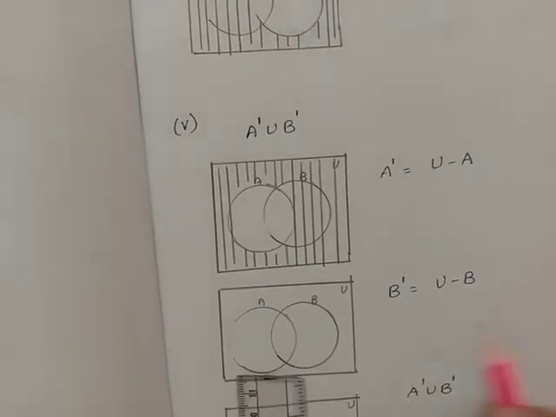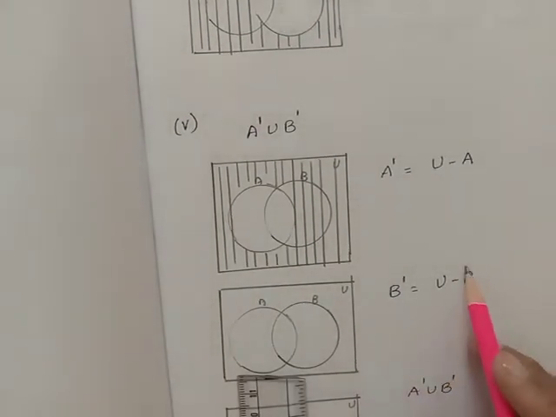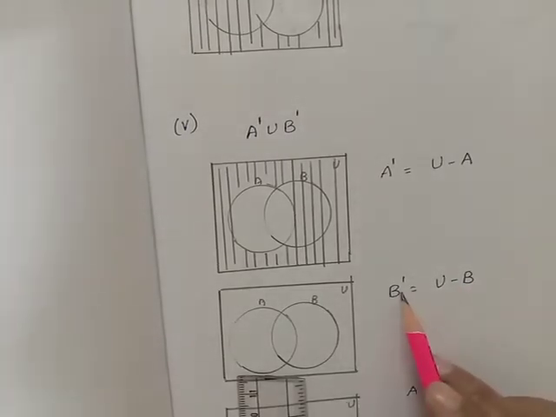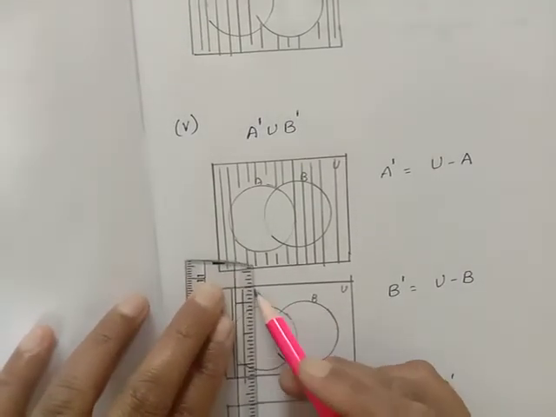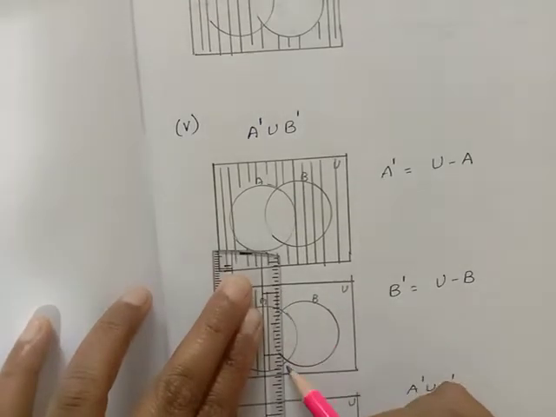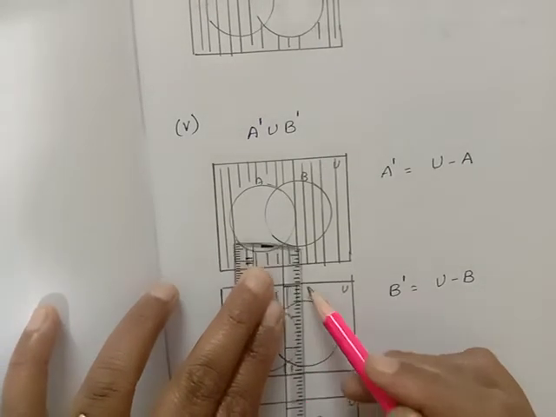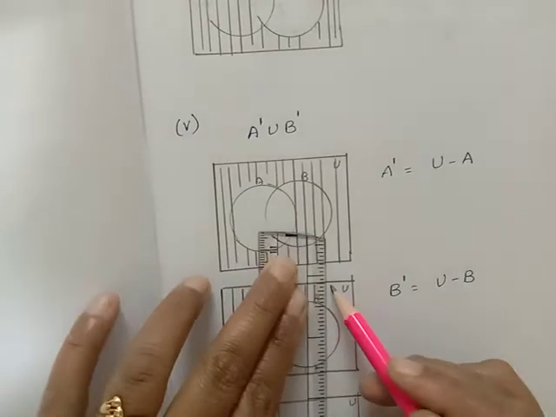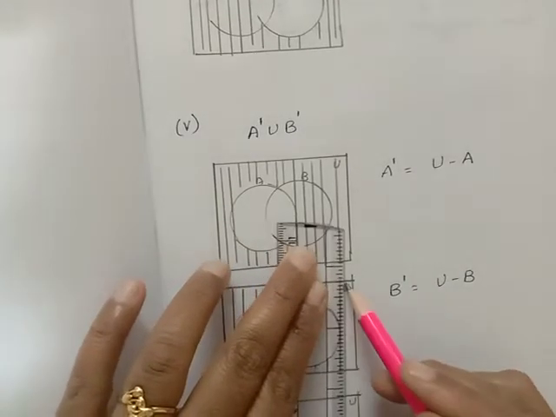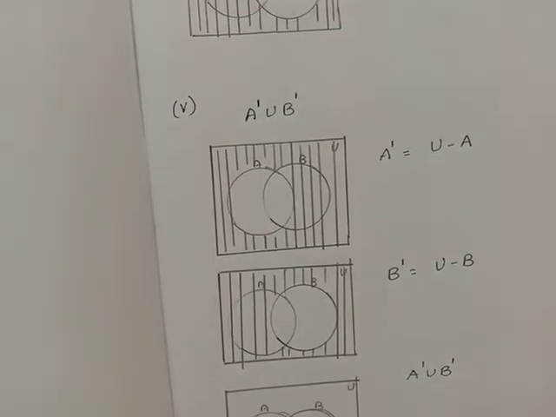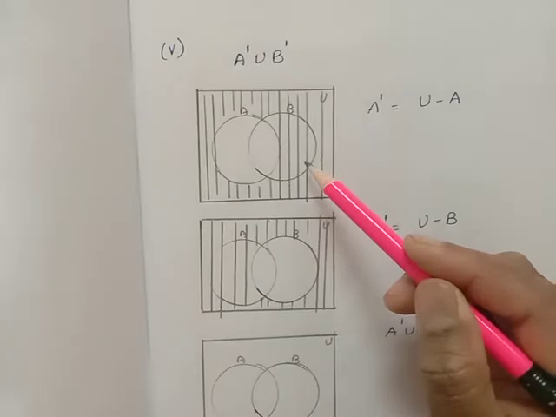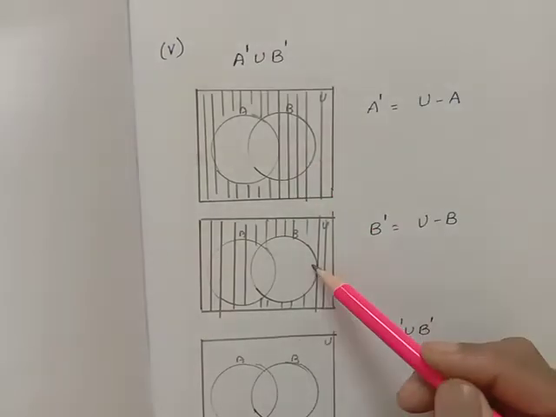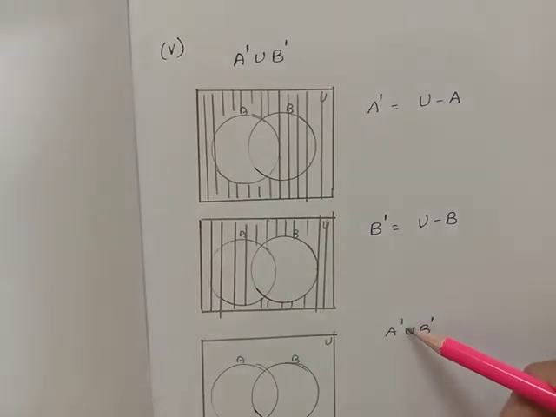Similarly, B dash. B dash means universal minus B. Omitting the portion of B gives you B dash. Now A dash union B dash. Now we have to compare these two. This is the drawing of A dash and this is B dash. We have to compare these two and find the union.